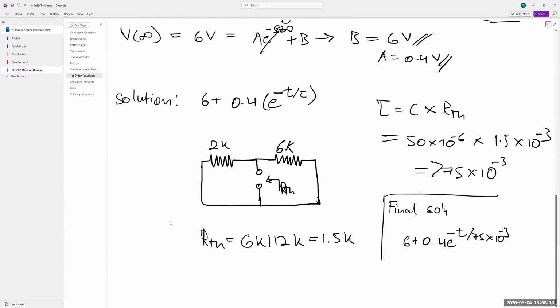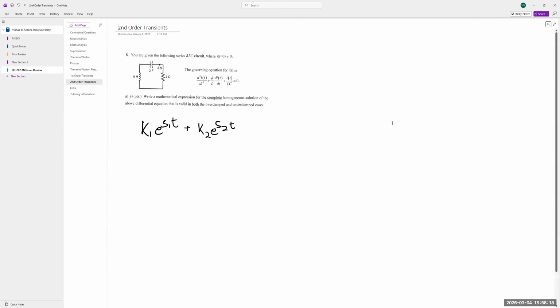Okay, the last thing I wanted to go over was second order transients. Always remember that second order transients are going to have this form for their solution. There are more specific forms for a solution if the circuit is underdamped, overdamped, or critically damped. So we're going to go over first how to solve this question over here.